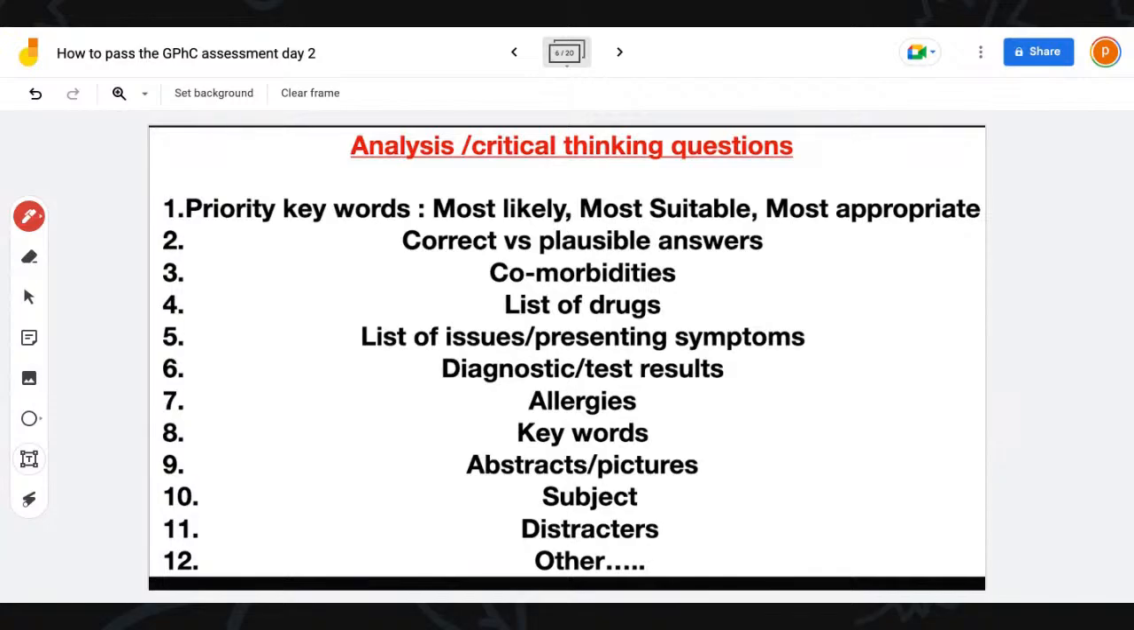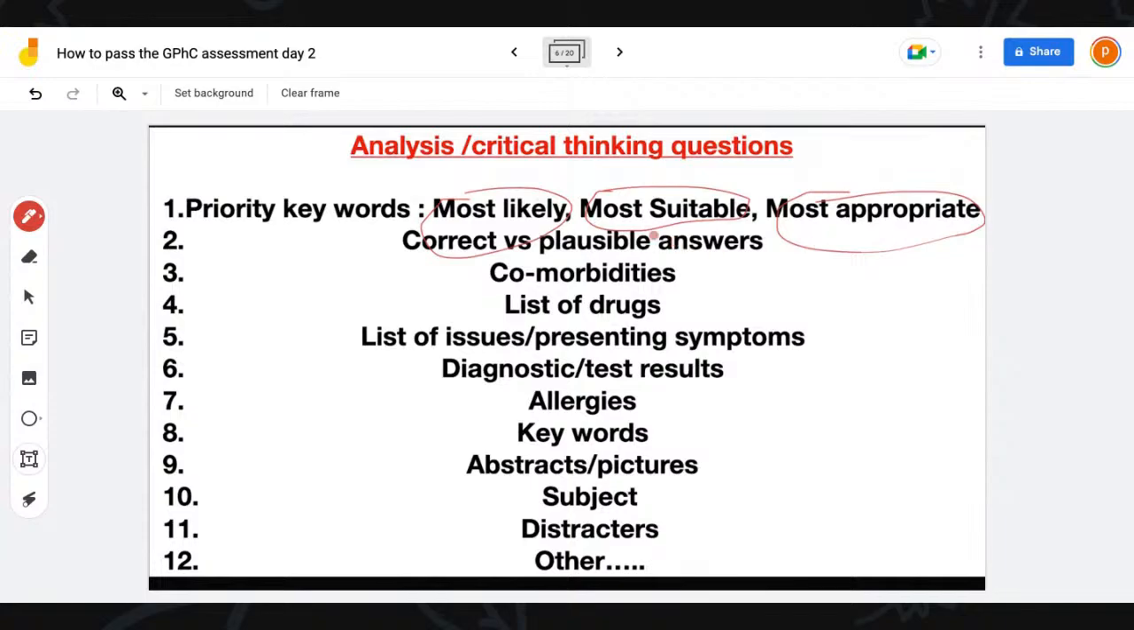So, priority keywords. The way you know an analysis type question, these questions are going to have keywords like "most likely," "most suitable," "most appropriate." This is how you start to know you're dealing with an analysis, a critical thinking question. The reason why this question traps a lot of people is because they're asking for the most, which means there may be other answers that are plausible, in the sense that in practice they could be okay. But in the exam, there's only one correct answer. And that's why I need to show you guys the difference.